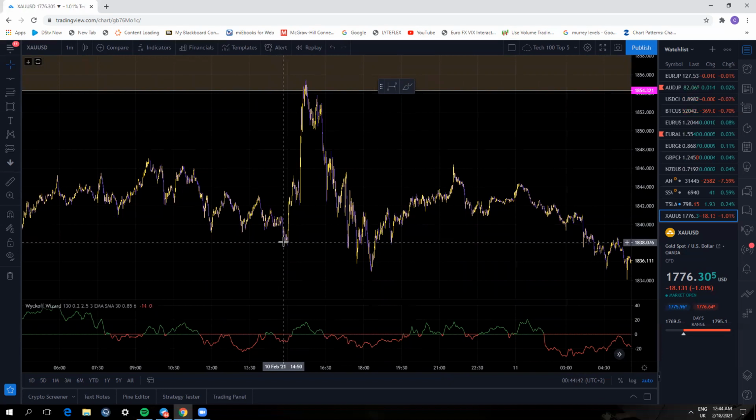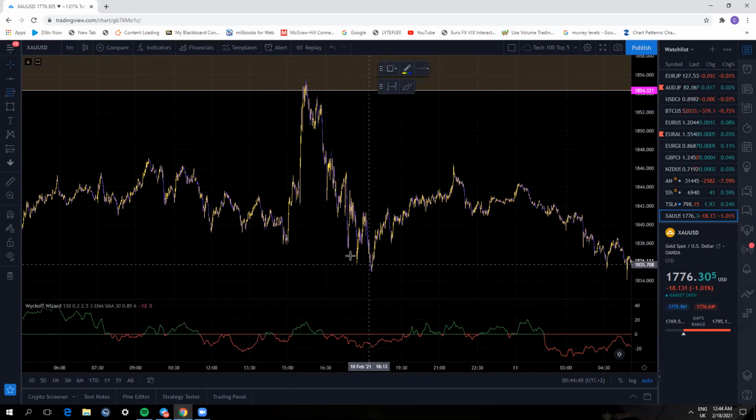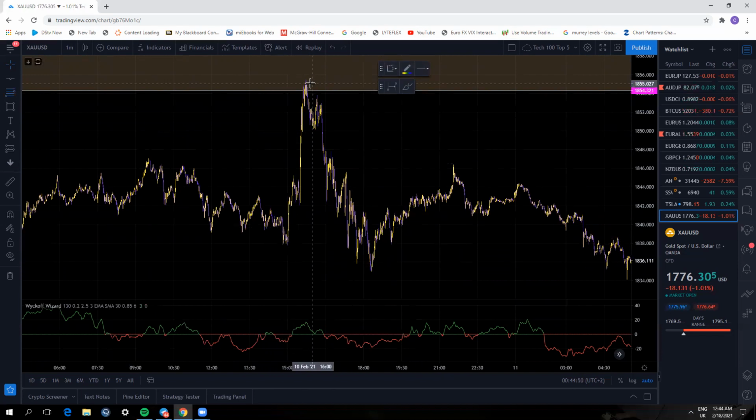Everything in price is fractal, so whatever's happening on the high time frame is happening on the lower time frame as well. Over here, we had that break of structure. We created a higher high, but we also created a lower low. So in this area, we bought to sell.